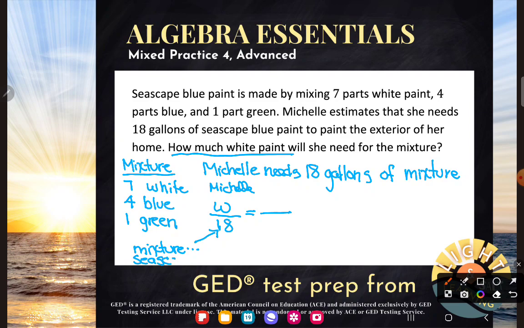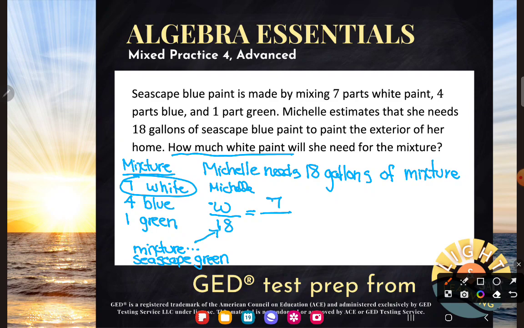Now, a lot of students just randomly start guessing which numbers to put in the other ratio, the other fraction. They're like 7, 4, 1, 1, 7, 4, 4, 1. You got to line it up the same way. So on the top of this ratio, when we were talking about what Michelle needs, she had her white paint. So I need my white paint from my recipe on the top of the other fraction. So I'll do 7. But now on the bottom, this is where it gets tricky.